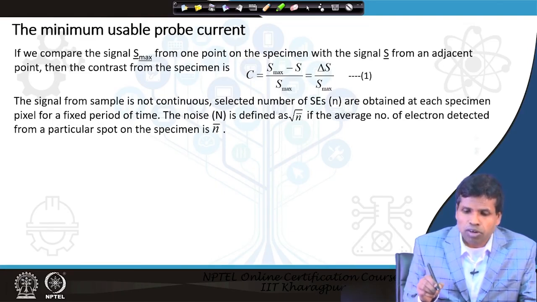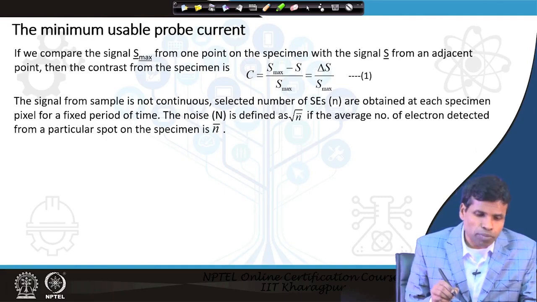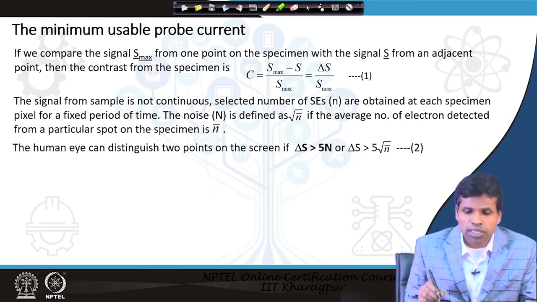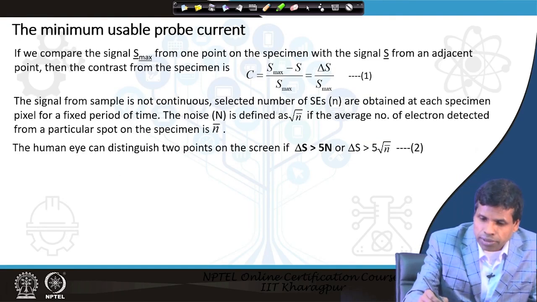If a selected number of secondary electrons, which are our signal, are obtained at each specimen pixel for a fixed period of time, the noise N is defined as the root over N bar, if the average number of electrons detected from a particular spot on the specimen is N bar. A human eye can distinguish two points on the screen if del S is greater than 5 N, or 5 times the noise. We can write, therefore, del S should be greater than or equal to 5 into root over N bar.